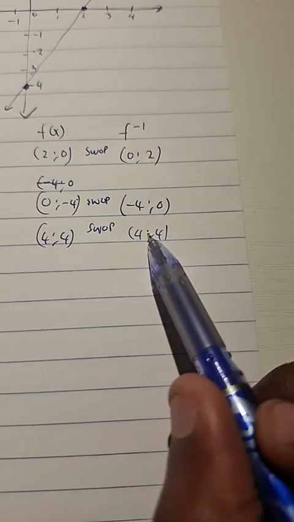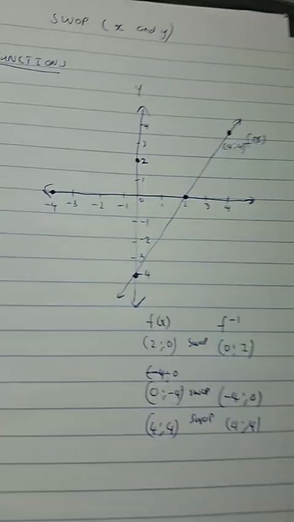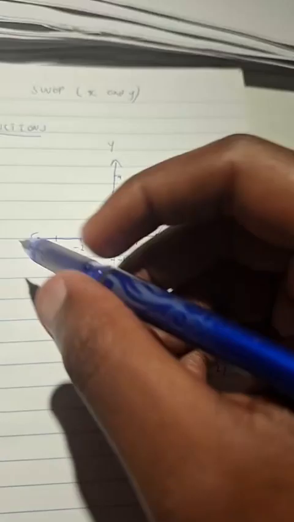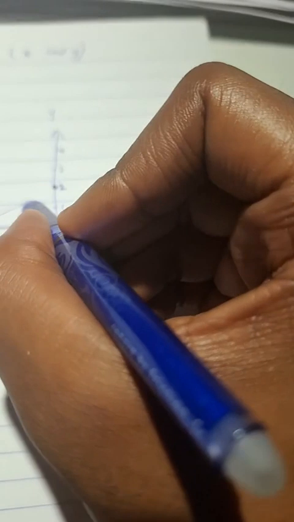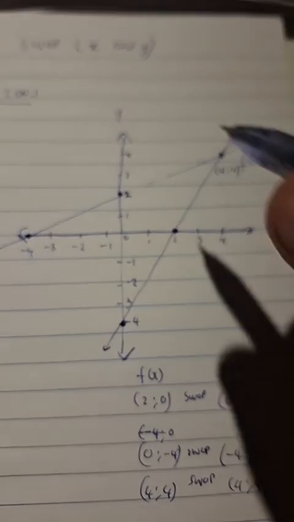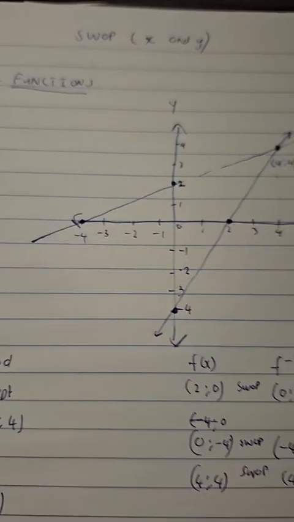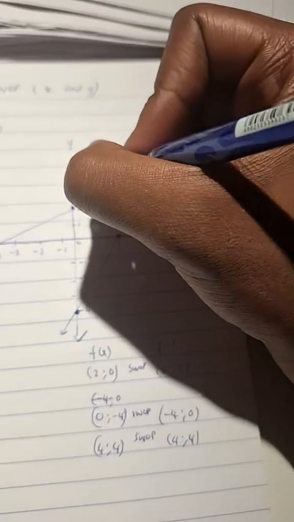Then last but not least, we have 4 and 4. Where is 4 and 4? 4 and 4 is here. And guys, what we simply do is we draw a straight line. You would use a ruler, I'm using freehand. You would draw a straight line like that. Hopefully you guys can see the straight line. Can we see it, guys? So this would be the inverse of the function.